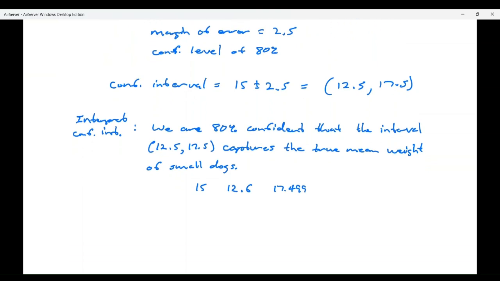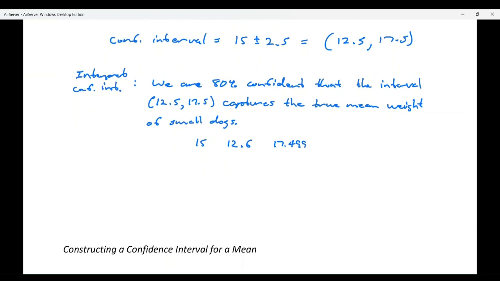As far as the confidence level goes, if we wanted to interpret the confidence level, I'll do that as well. So, confidence level.